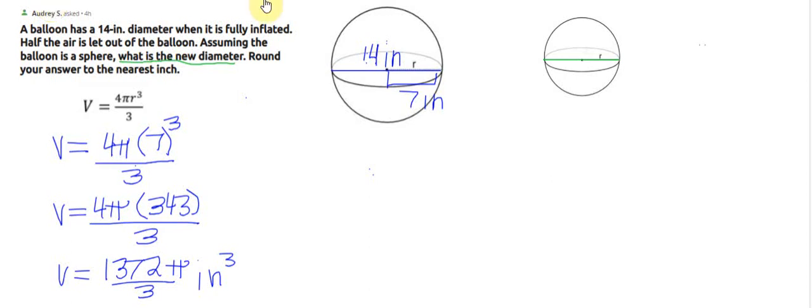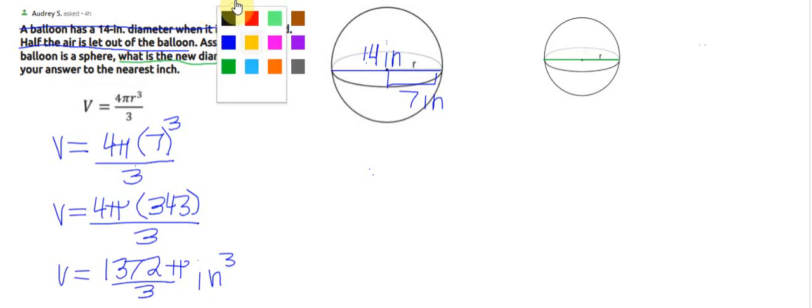Now, let's go with what's next. So we've pretty much used the information we could from the beginning. We used that diameter to get the radius, 7, to figure out its volume. Now let's get to part 2. Half of the air is let out of the balloon. Okay, so you have to think. Basically, half of the volume is now gone.